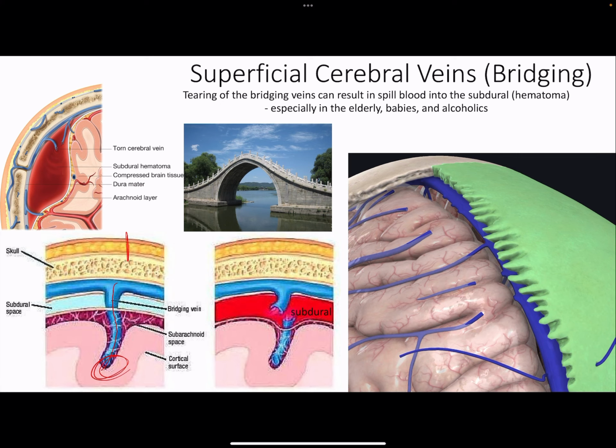Well, if you get a rupture there, so again, this is our spider web, so this is the subarachnoid layer, it typically actually breaks and fills the subdural layer. So we saw the middle meningeal artery off the maxillary artery off of the carotid artery is going to be the epidural. This is going to be a subdural. So it's a subdural injury, and we see this in alcoholics and elderly people and babies.